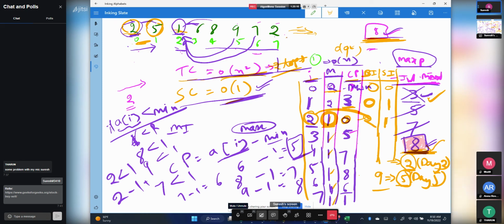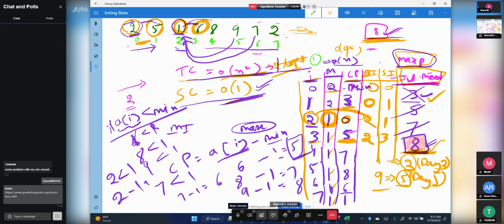But now here you found a maximum profit of 5. In order to get 5, the buy index is still 2, but the sell index is 3. If you want to get 5 rupees, you buy at index 2 and sell at index 3. So we update the sell index whenever we update the max profit.